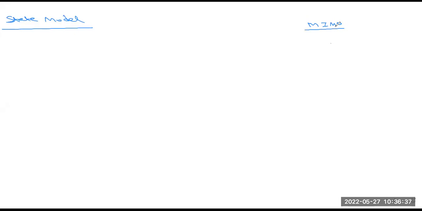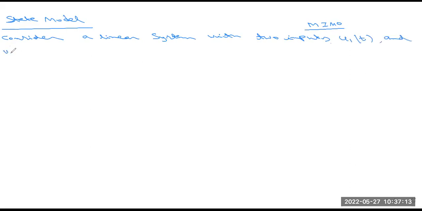So here we have considered a linear system with two inputs, u1(t) and u2(t), while two outputs, y1(t) and y2(t). Okay, so what is the basic block diagram?